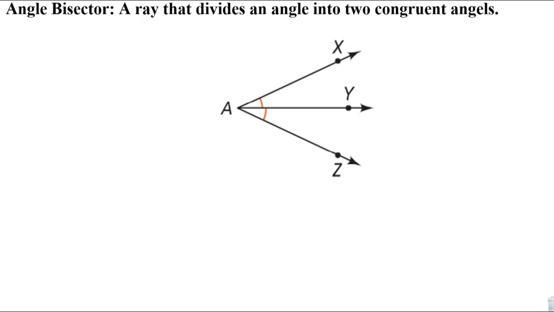And the last thing we're going to talk about in this lesson is the idea of an angle bisector. I'm going to say it's a ray that divides an angle into two congruent angles. So in this diagram, ray AY is my angle bisector, because it splits the larger angle XAZ into two congruent angles. You can see they're marked congruent here. So we'd say it bisects XAZ because it splits it into two congruent angles.